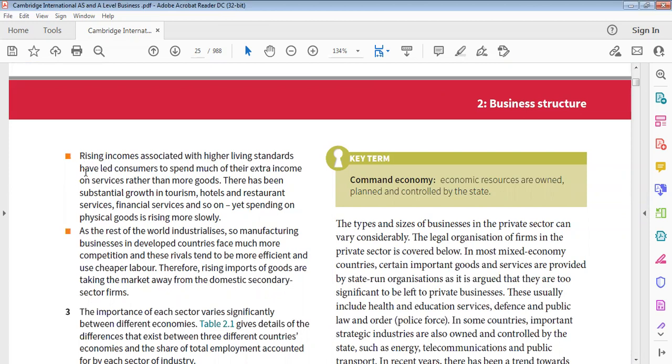The tertiary sector is increasing because people involved in the tertiary sector earn more. Rising income and high living standards have led consumers to spend much of the extra income on services. So people nowadays want services. They don't want goods, right? They want the best university. They want to go to the best hotels. They want to put their money in the best banks. So the importance of services has been growing very fast, and that's why the services industry has been growing.